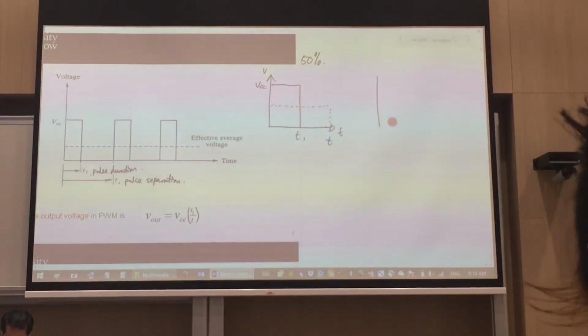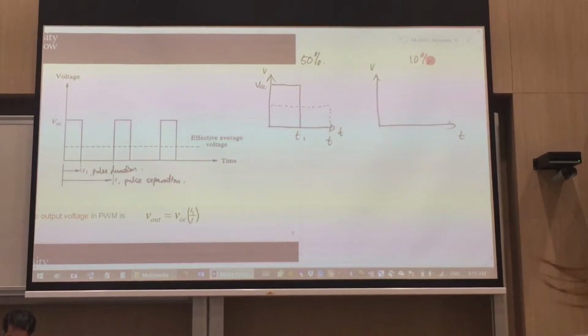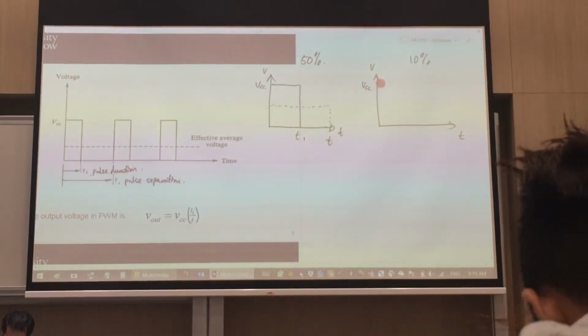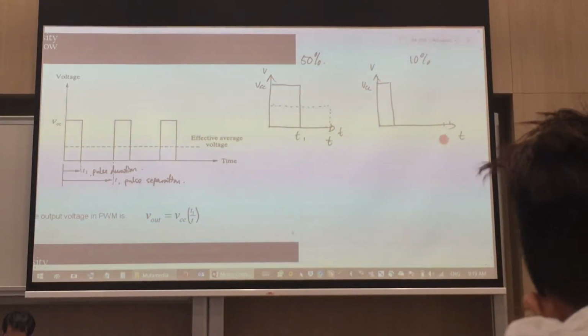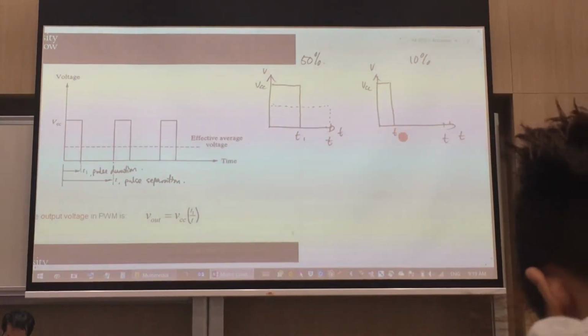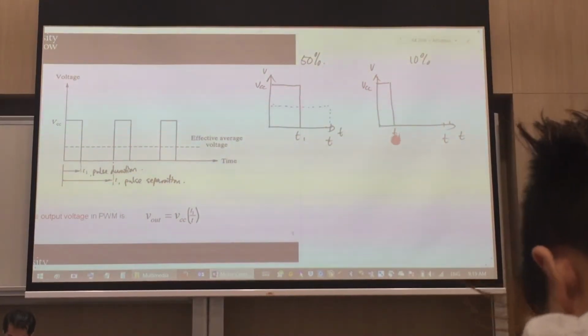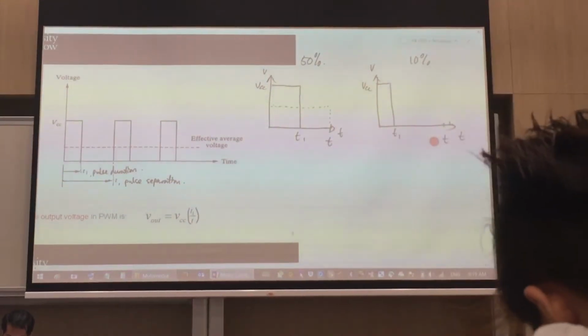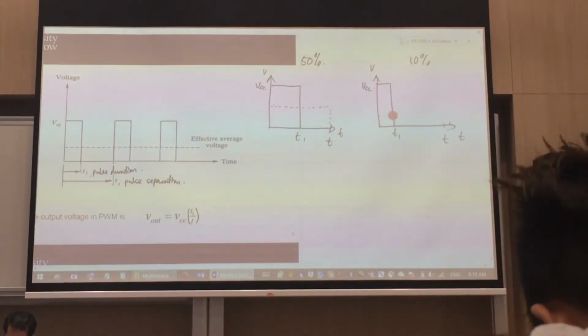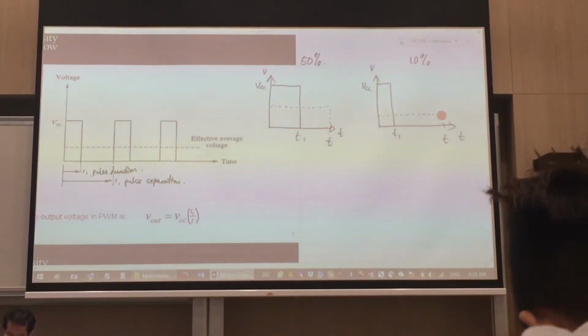So if I look at, say, 10%, at 10%, again, your VCC, you supply a pulse that's just 10% of your entire T. So this one will be your T1. So T1 divided by T, that will give you 10%. Okay. So the average voltage will be over here.